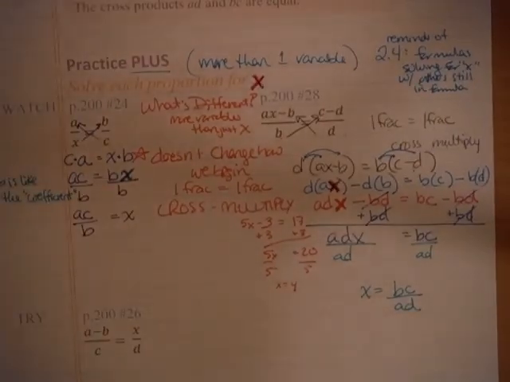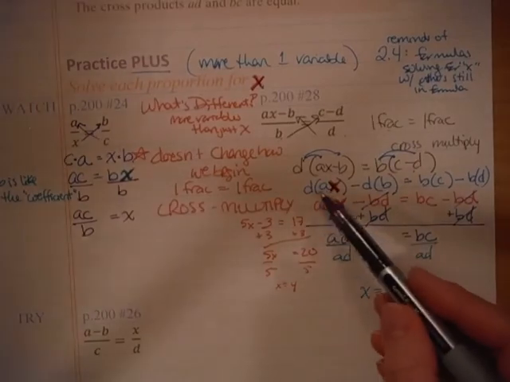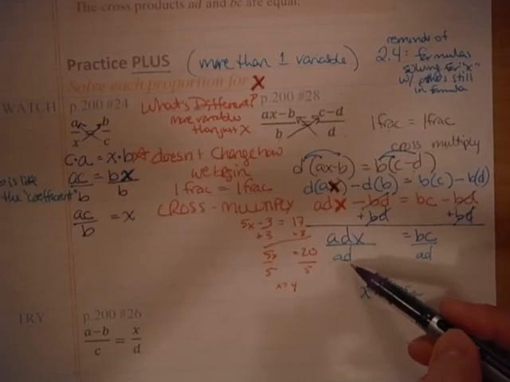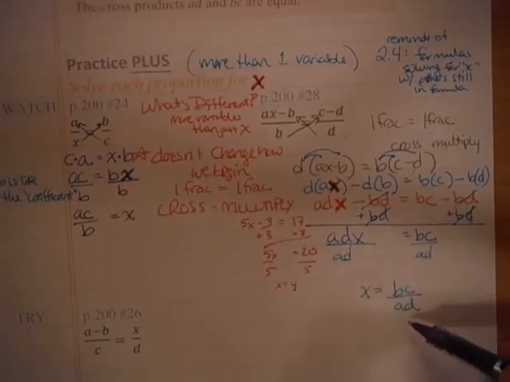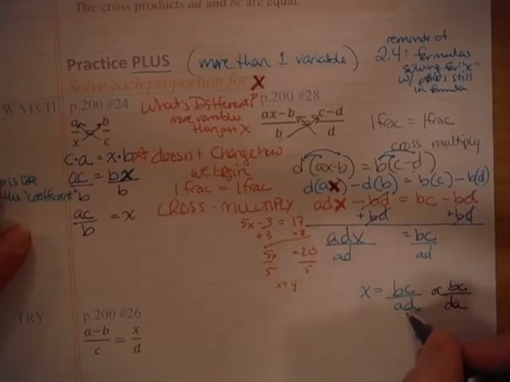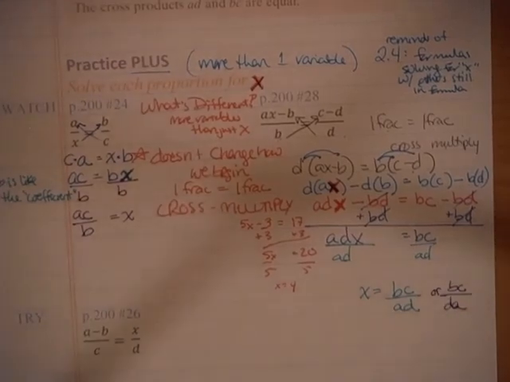Alright. And if you didn't switch the ad around, if you just had dax from the beginning, then you'd be dividing by da on both sides, and you just have bc over da. And that's fine too. Know that those are equivalent. The book and myself just have a tendency to put things in alphabetical order, given the chance.